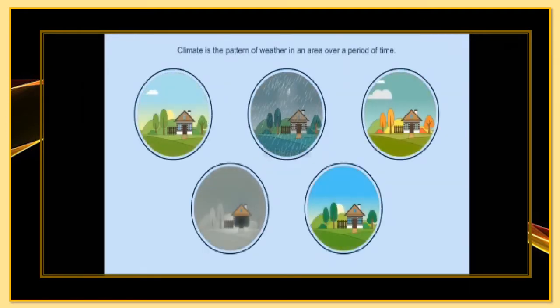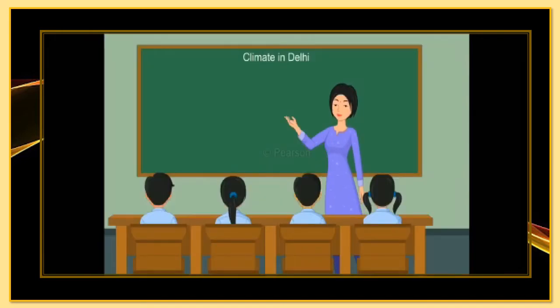Climate is the pattern of weather in an area over a period of time. Have you ever noticed the different kinds of climates? The class teacher announces that all the students are going to Delhi for a school trip in the coming month. Everyone is very excited to visit Delhi. The teacher asks each child to say something that they know about Delhi.